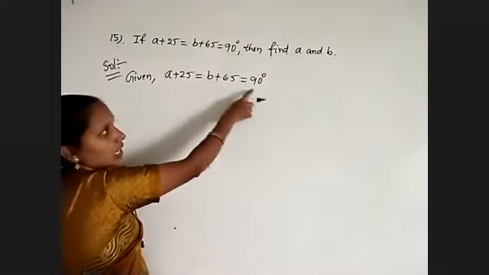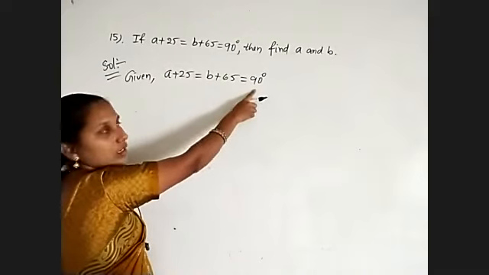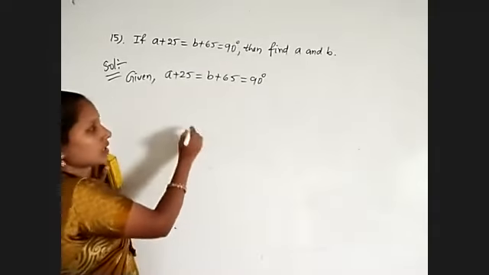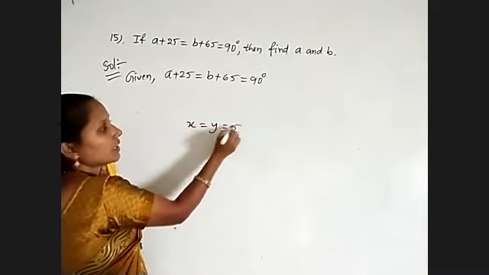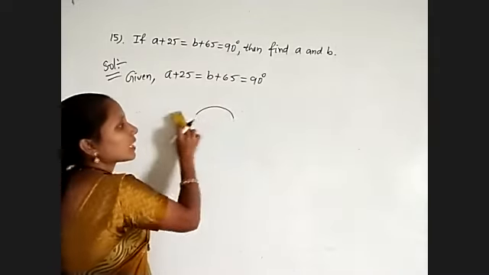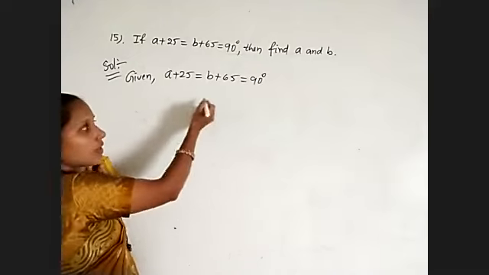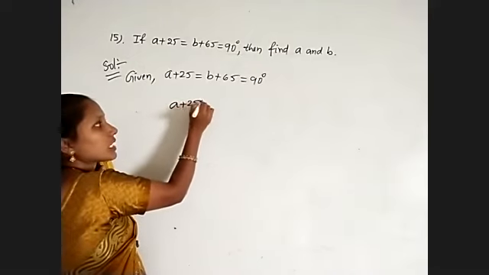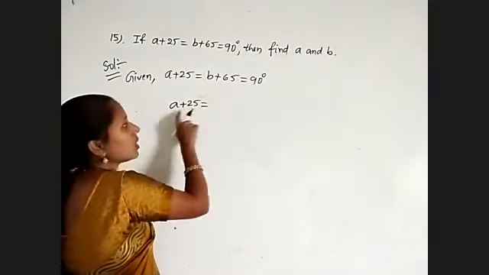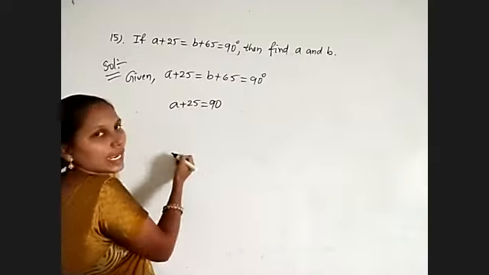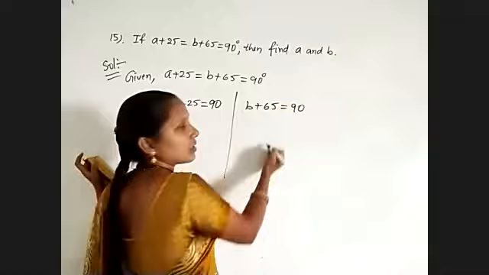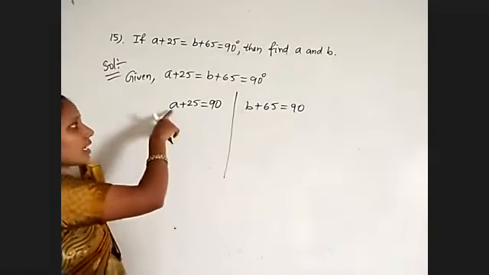Equate the first one to the last number. Here only one number is there. That means x is equal to 5 and y is equal to 5, like that. x is equal to y is equal to 5. In that case, x is 5 as well as y also 5. Yes or no? Same here also, from the given equation, A plus 25 is equal to B plus 65, and B plus 65 is equal to 90. So A plus 25 also equals 90 and B plus 65 also equals 90. So by simplifying these two equations, we will get the A value and the B value.